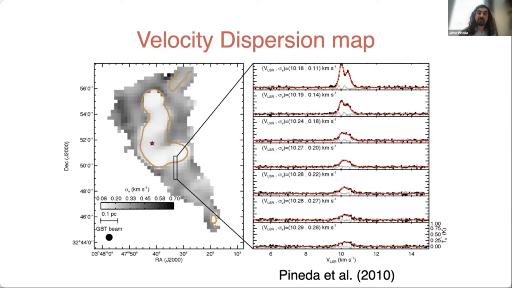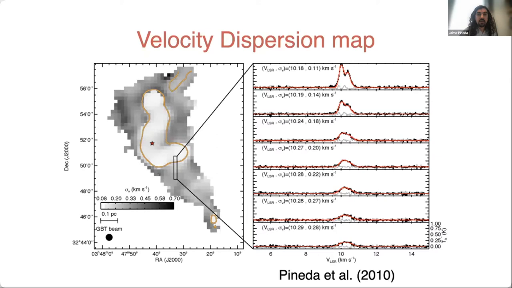This was one of the first examples where we saw for the first time with a single tracer that the cores show subsonic turbulence, but they're surrounded by this supersonic cloud, and the transition between subsonic and supersonic material is very, very sharp.